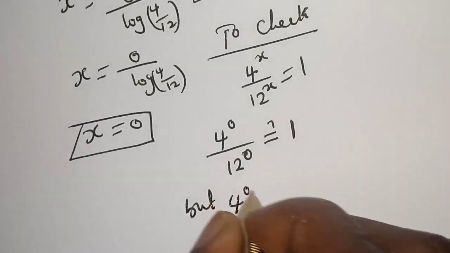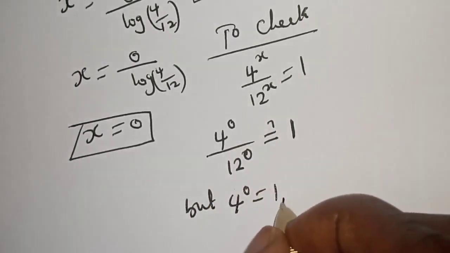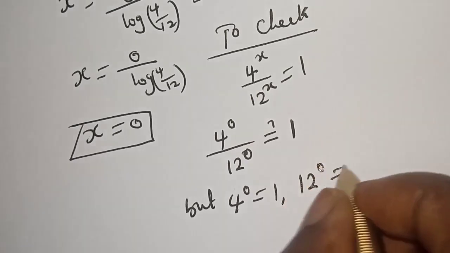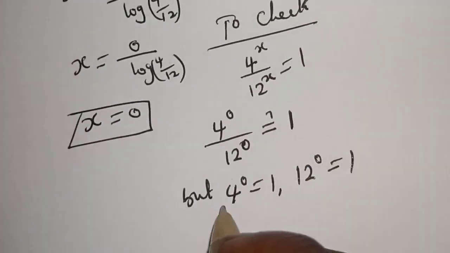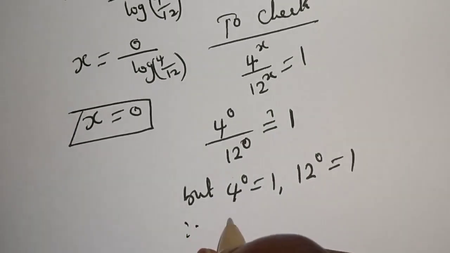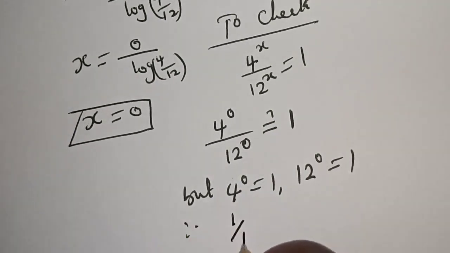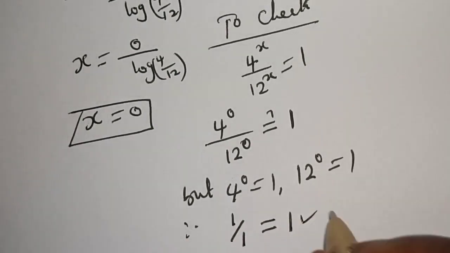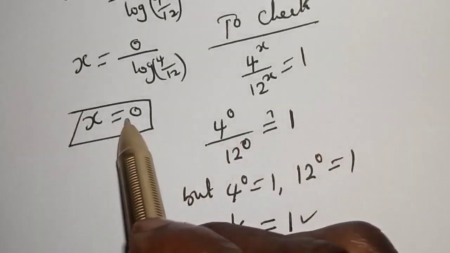But 4 raised to power 0 is equal to 1. Also, 12 raised to power 0 is equal to 1 from the exponential rule, from the law of indices. Therefore, 1 over 1 is equal to 1, which satisfies the equation given at s is equal to 0.